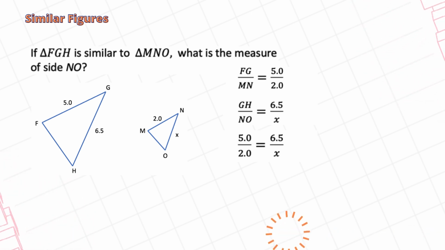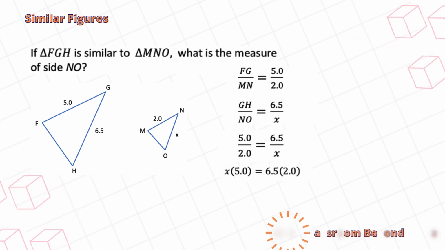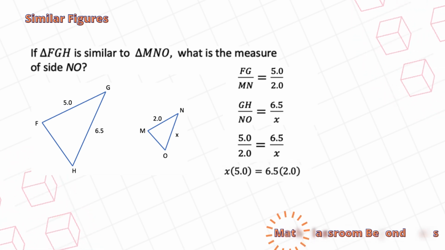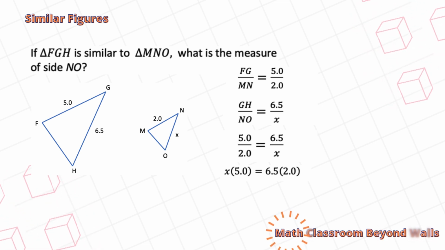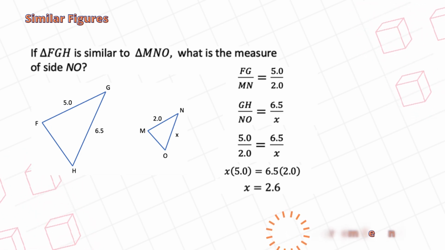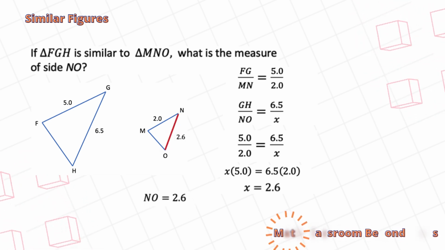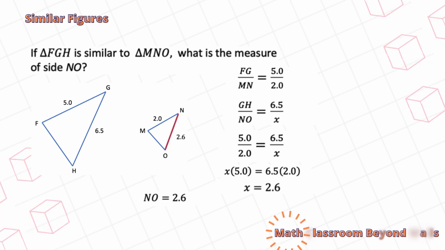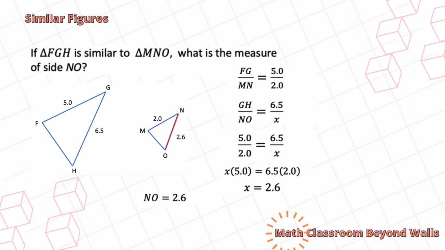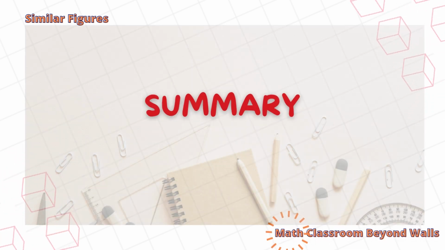Through cross multiplication, we have X times 5 equals 6.5 times 2. Dividing both sides of the equation by 5, we have X is equal to 2.6. There you are, learners. The measure of side NO is 2.6. That was again easy. I hope you acquired lots of learnings in today's video. Let us then summarize what we have learned in today's video.